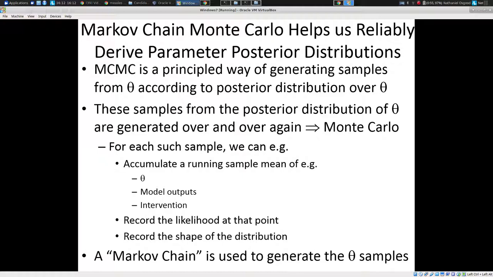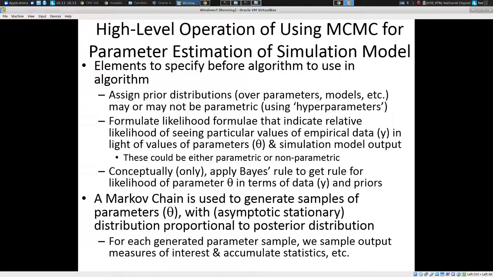So for each sample, we'll often accumulate it, and then we'll often calculate things over it, or calculate which intervention is best with that parameter value, or for that parameter value, what's the result of projecting the model forward, so we can get probabilistic projections. Okay.